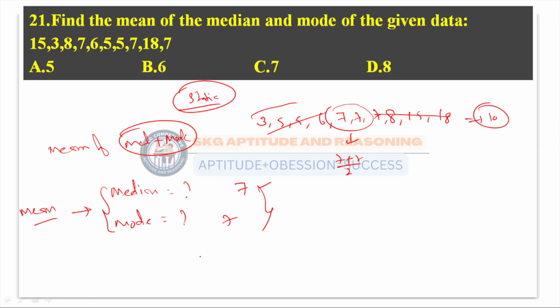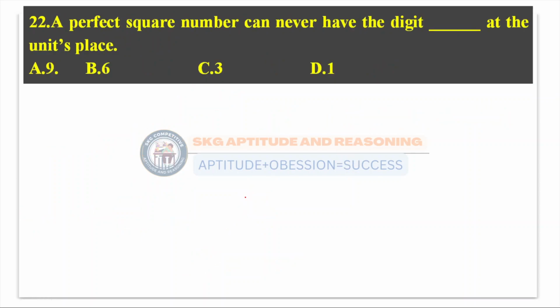So we need to find the mean here. 7 will be the median and 7 will be the mode, divided by 2. That will be equal to 7. So the mean of median and mode for the given data will be 7, which is presented in option C. All you need to do is know the basic formulas regarding statistics, then you can easily solve this question here. Let us go for the next question here.